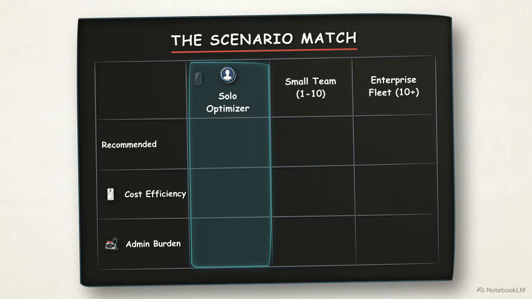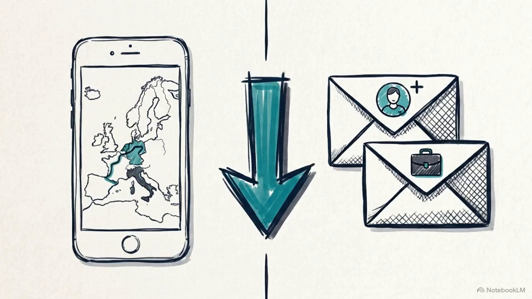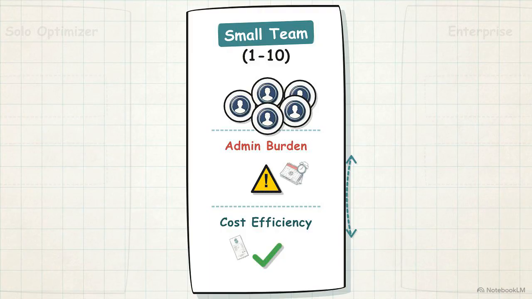First, look at the Solo Optimizer. This is an individual juggling a primary phone, a backup device, or hopping between distinct regions. For this user, the DIY setup is highly viable. At an individual level, the massive cost savings of localized plans easily justify the minor annoyance of occasionally logging into 2 different email aliases.